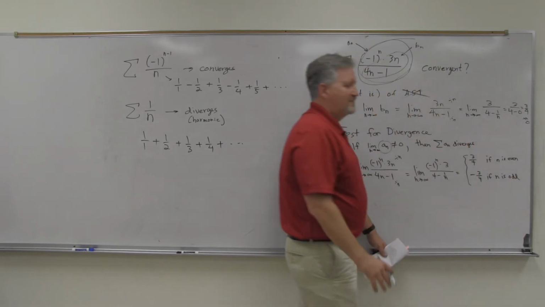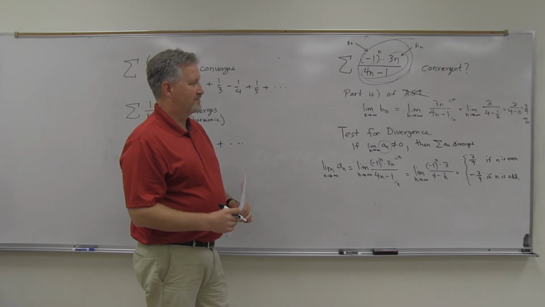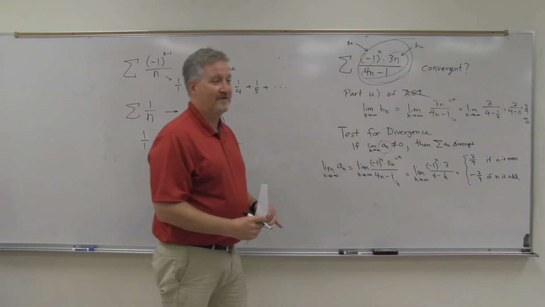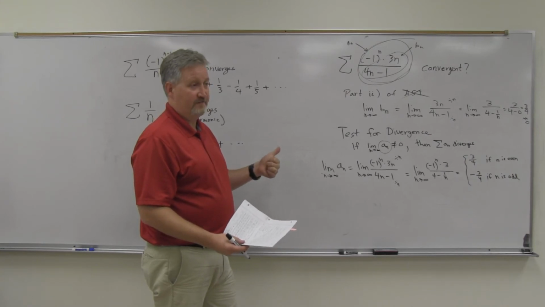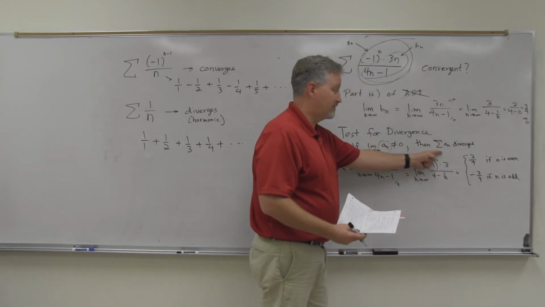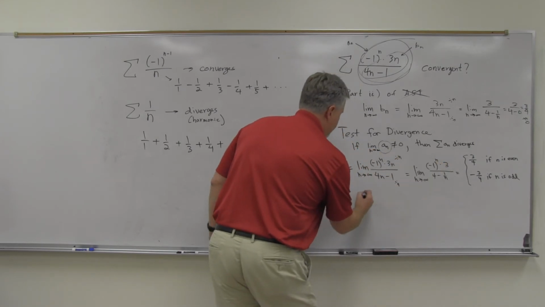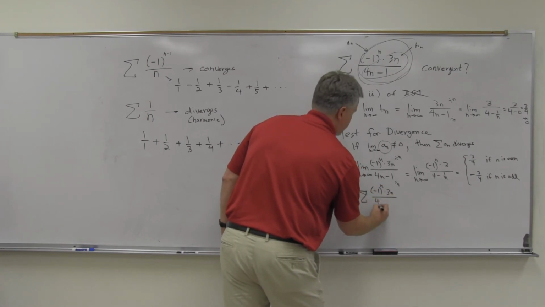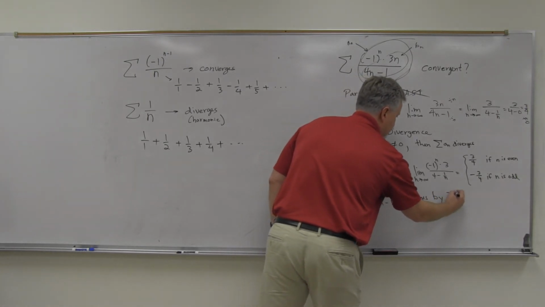Well, either one of those tells me I'm not going to have a sub n going to 0. Neither one of those is 0. So this test for divergence works here. If this limit is not 0, the series diverges. And that's clearly what we've got here. So this series, negative 1 to the n times 3n over 4n minus 1, diverges, and it's by the test for divergence.